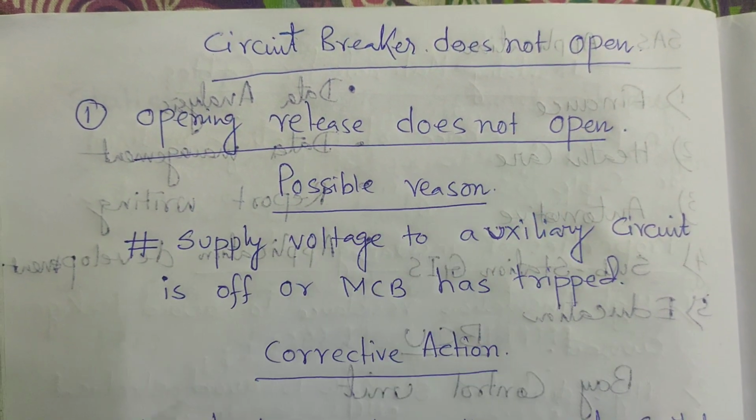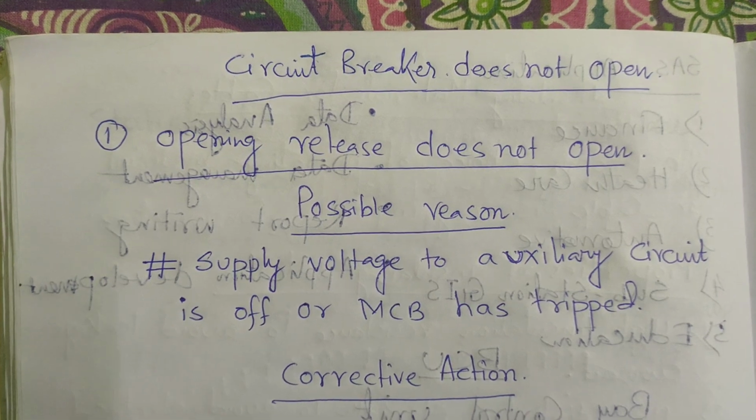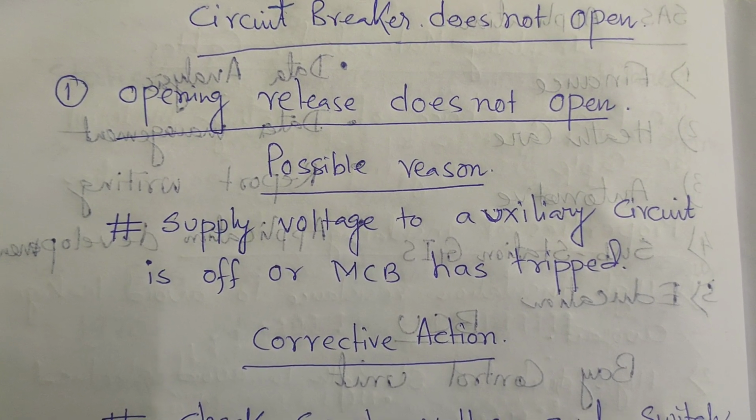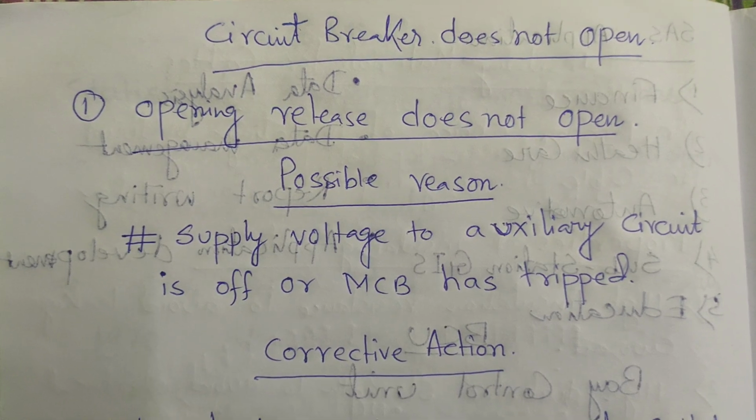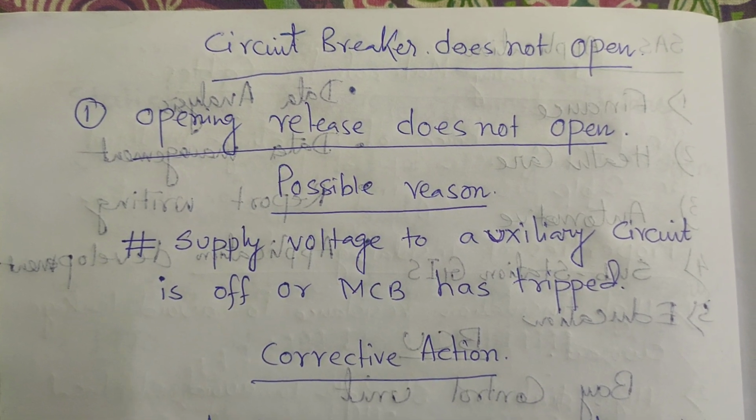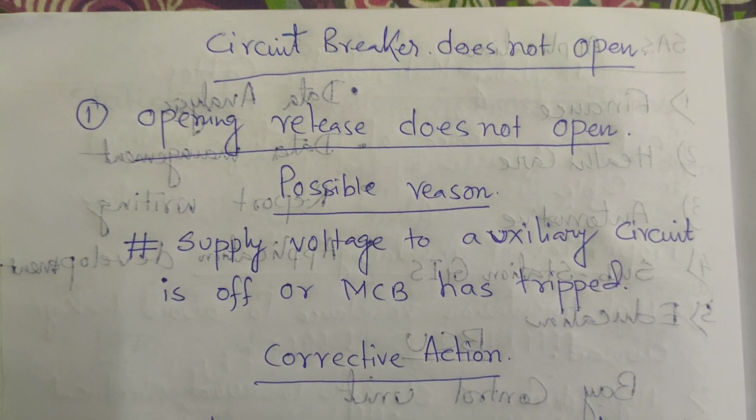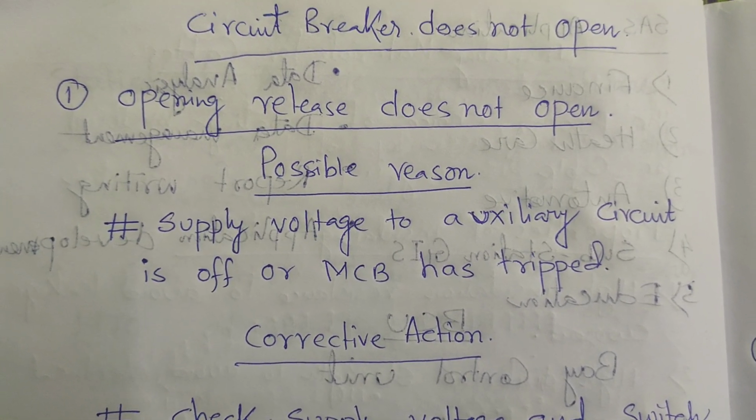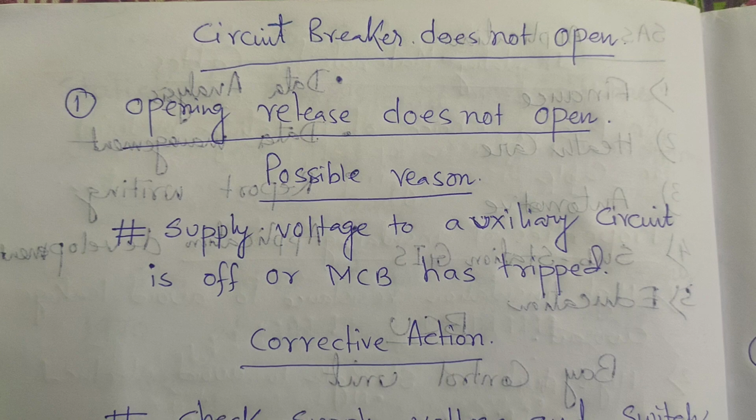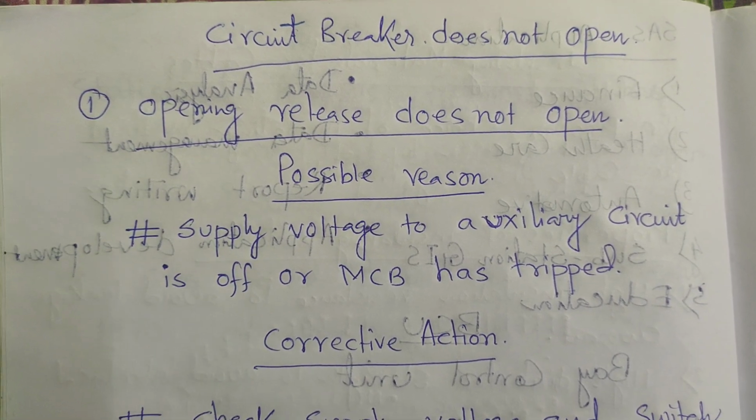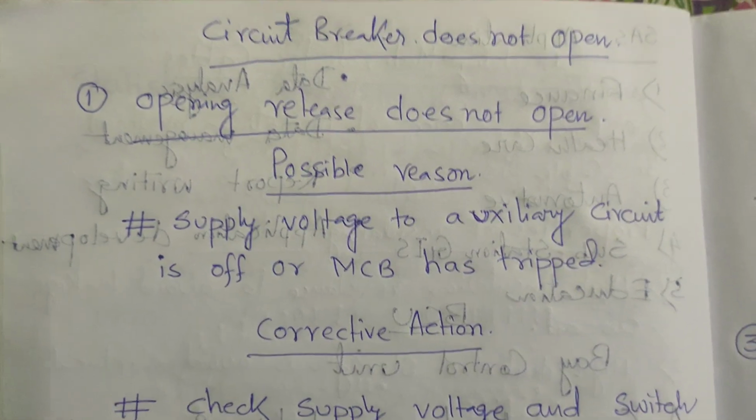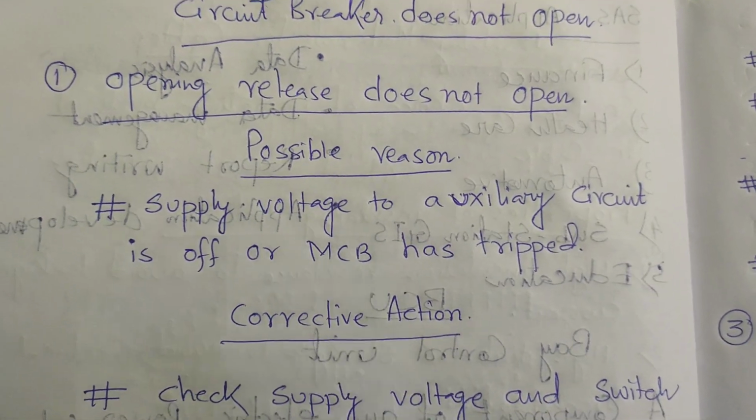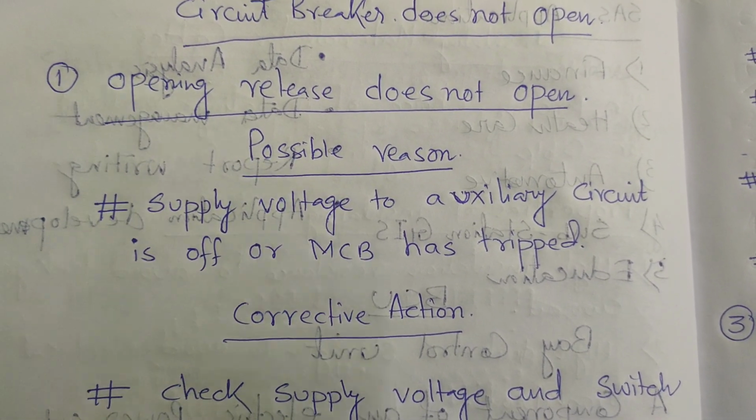Opening release does not open. The opening release spring and also the opening release latch is malfunctioning due to mechanical jamming, and also maybe the supply voltage of the auxiliary circuit is off or the MCB has tripped. If the MCB has tripped and also the supply voltage to the auxiliary circuit is off, the opening release does not open.